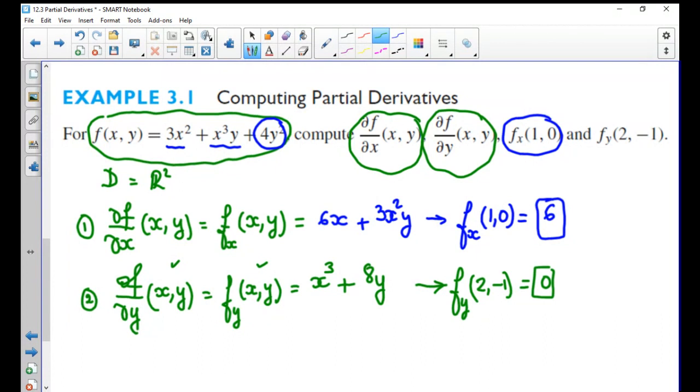Do you understand this? Yeah? X is 2, so you substitute here, and y is minus 1, you substitute, and you will get 0. That's basically the value of this. Are we okay with this? Any question at all? No?